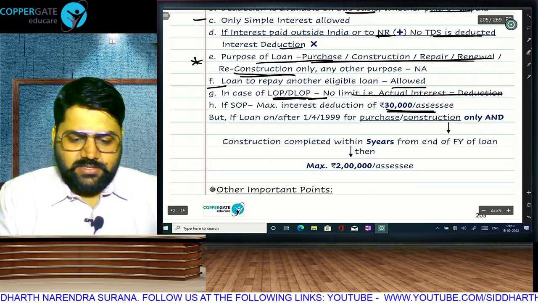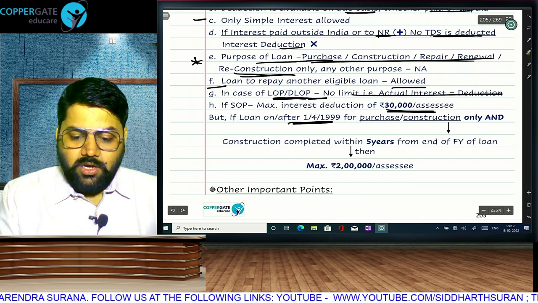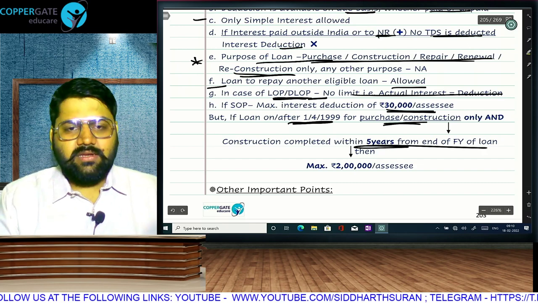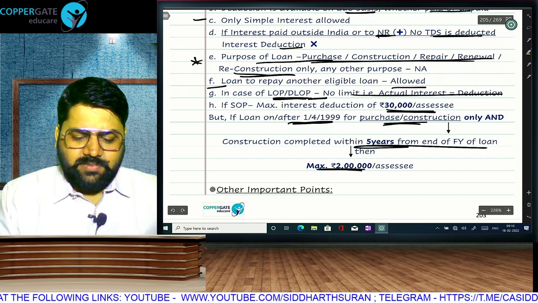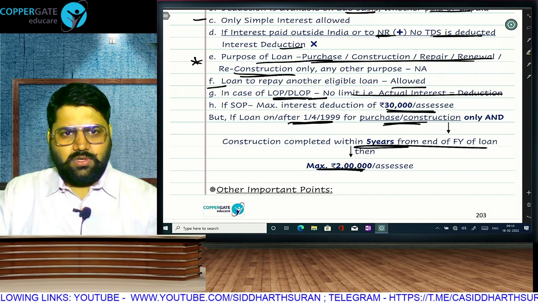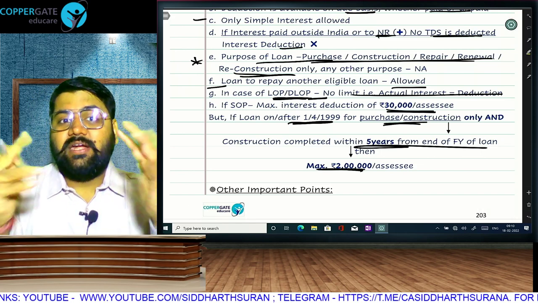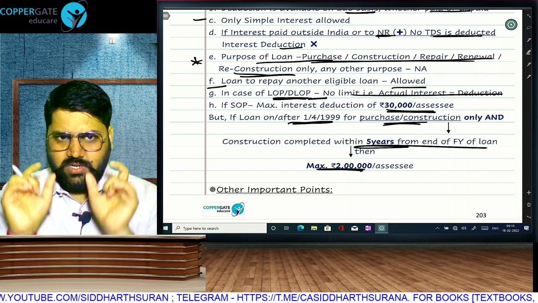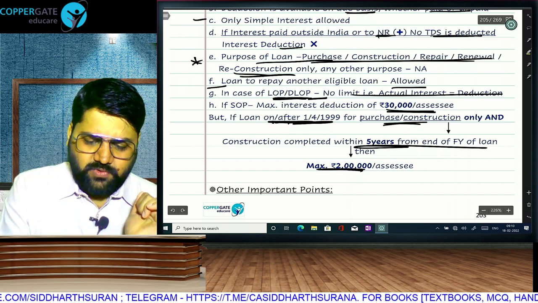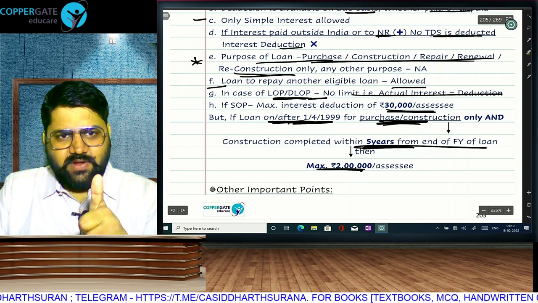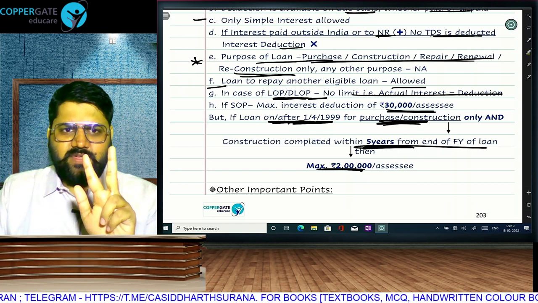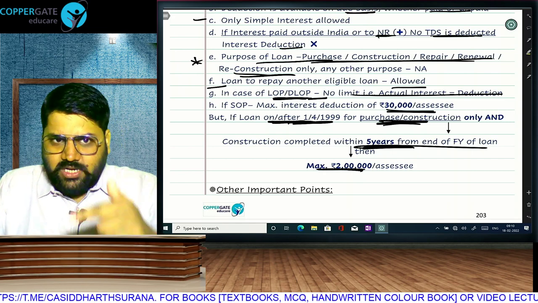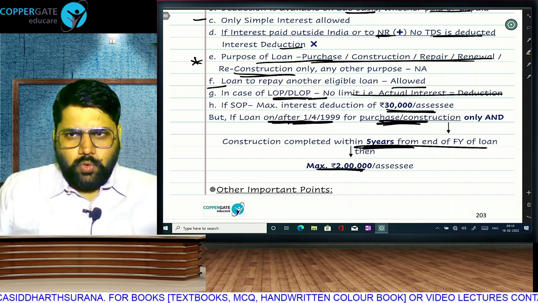But if you fulfill three conditions, what? Loan after 1/4/1999. For purchase or construction, not the other three purposes, repair, renewal, reconstruction. And the construction is completed within 5 years from the end of the year of loan, then the maximum limit will increase from 30,000 to 2 lakh. So, your calculation will be in LOP unlimited, whatever is the interest allowed, LOP, DLOP fully allowed. In SOP, actual or 30,000 whichever is lower. And if three conditions are fulfilled, on or after 1/4/1999, purchase or construction, and within 5 years you complete construction, then it will be actual or 2 lakh whichever is lower. So the limit of 30,000 will be increased to limit of 2 lakh, and this limit is applicable only under SOP.